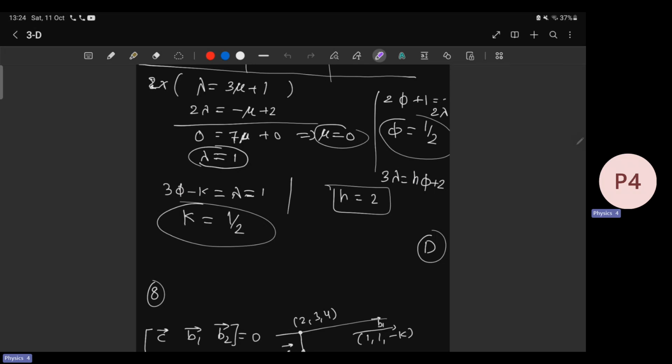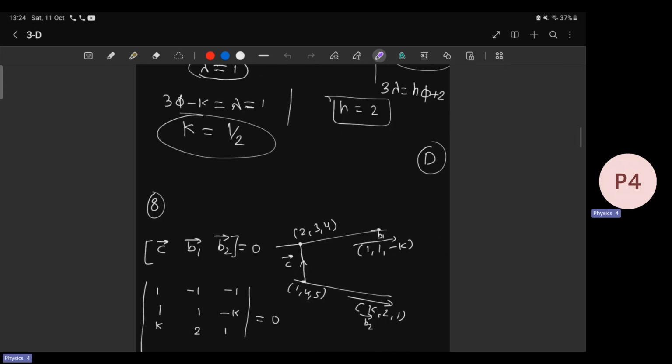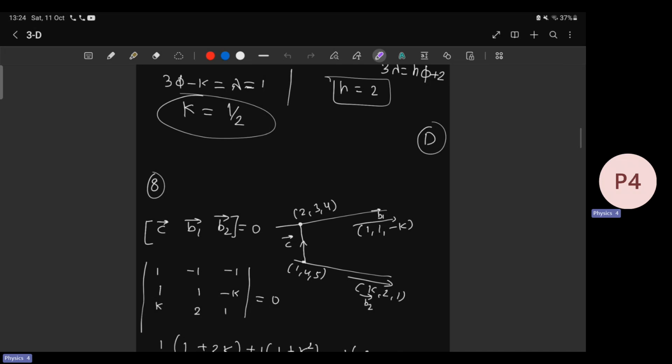So in this question, the concept was the concurrency of lines. So when three lines pass through the same point, these lines can be said to be concurrent. Now we will move on to the next question, that is question number 8.